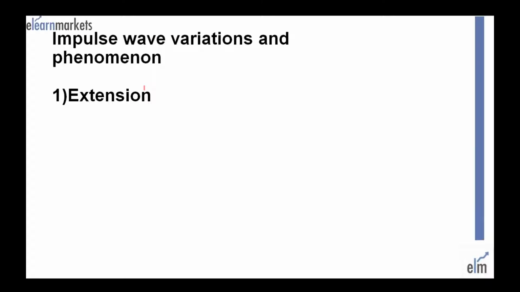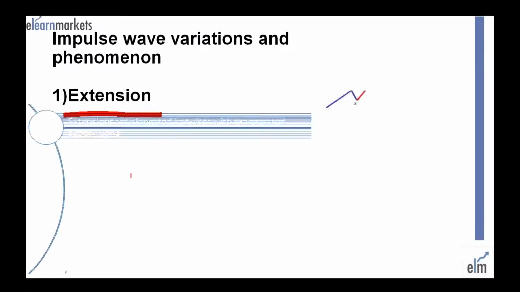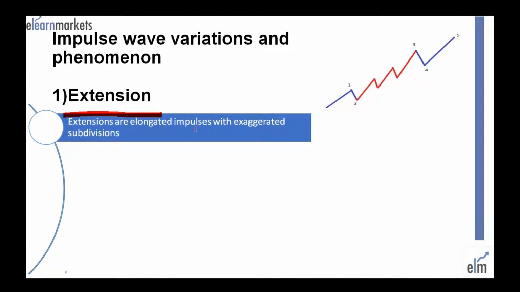Now we'll talk about some variations in the impulse wave and some phenomena which can be observed. The first one is called extensions. Extensions are elongated impulses with exaggerated subdivision. On this diagram we can see the usual 5-wave structure: wave 1, 2, 3, 4, 5. But within this 5-wave structure, wave 3 over here is extended. That is, it has exaggerated markings.